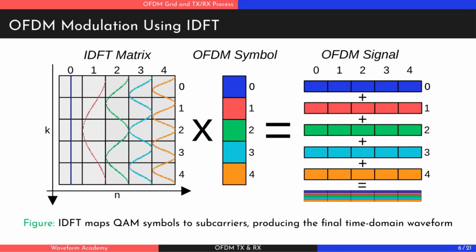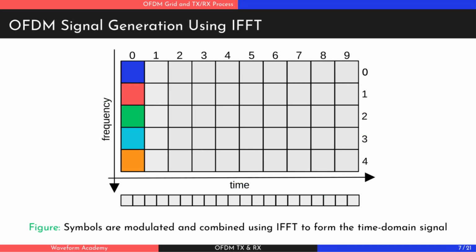And here's one more trick. If you're familiar with the discrete Fourier transform, DFT, you might recognize that this operation is exactly what the inverse DFT, IDFT, does. It transforms frequency domain data into a time domain signal using a matrix of orthogonal sine and cosine waves. If this concept seems unclear, be sure to check out our video on DFT, where we explain this process in detail. Let's return to the OFDM grid.